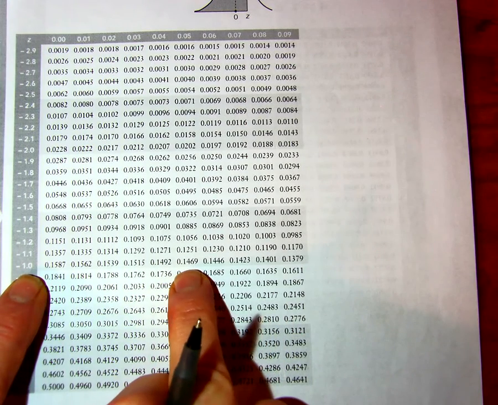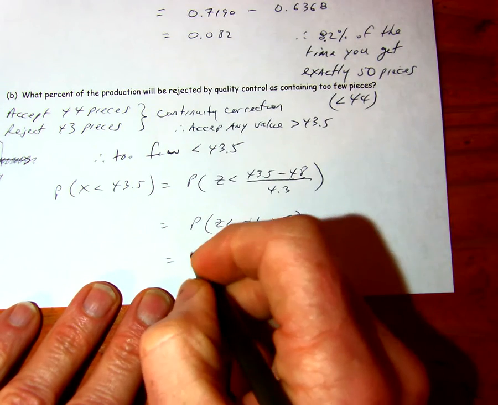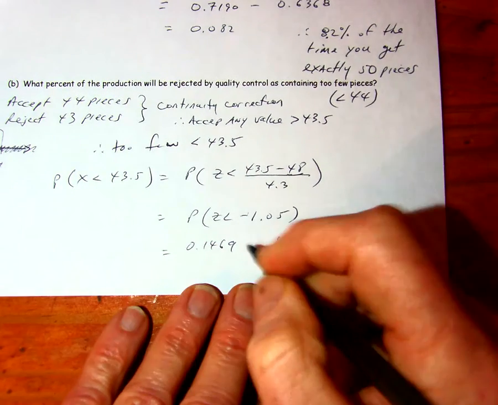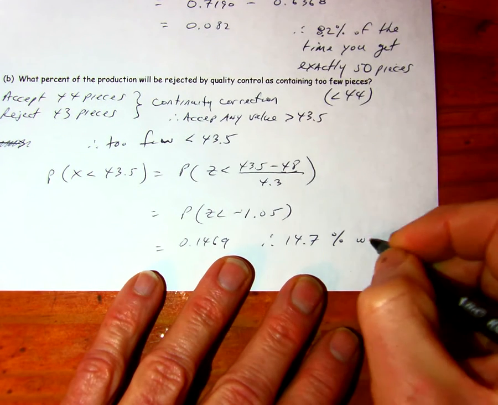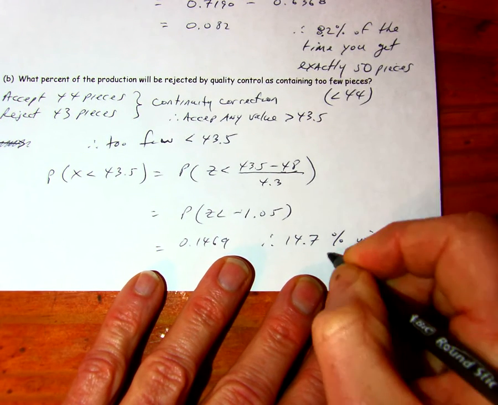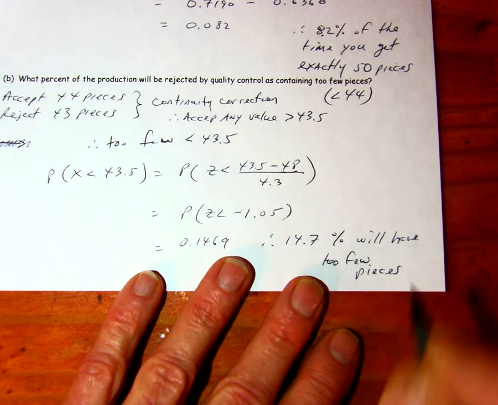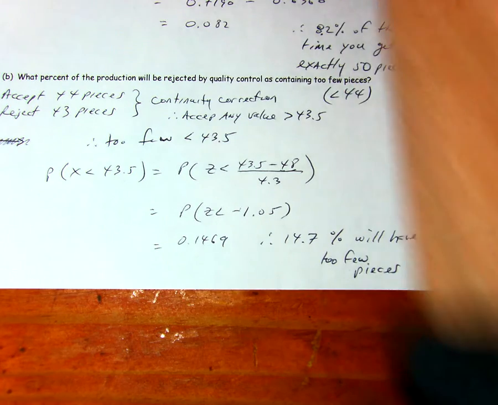Right there, I guess, 0.1469. Therefore, if you convert that to a decimal, 14.7% will have too few. Not a very good factory when 15% of your packages are not good. So quality control is not the greatest in this plant.